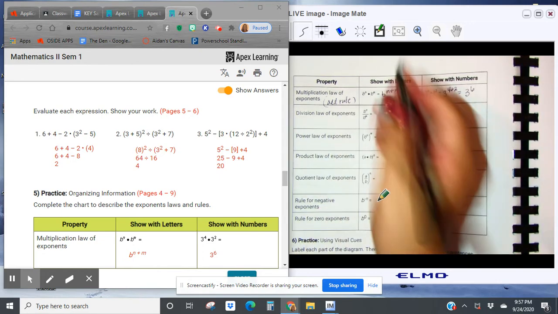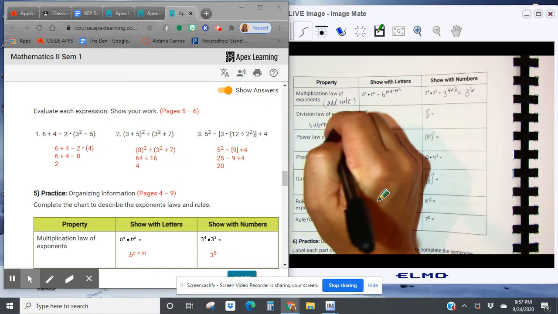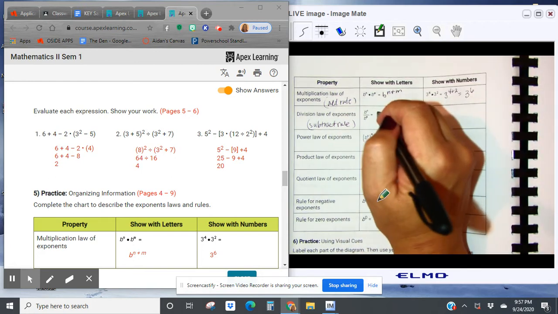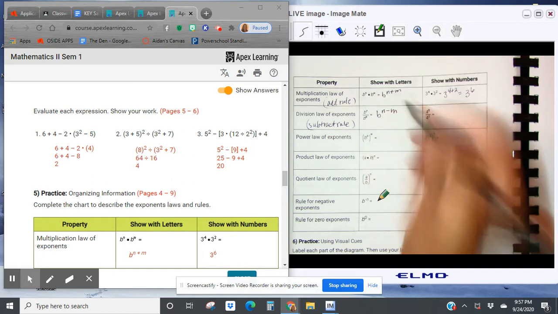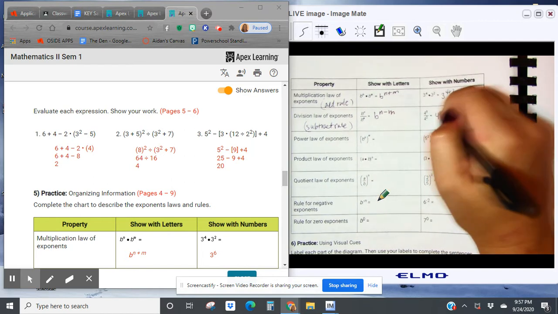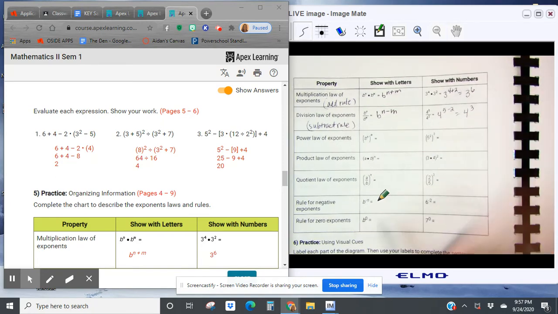Next is the division law of exponents. This is what I call the subtract rule because we subtract the exponents. So this is b to the top exponent minus the bottom exponent, and therefore it becomes 4 to the 5 minus 2, or 4 to the third.